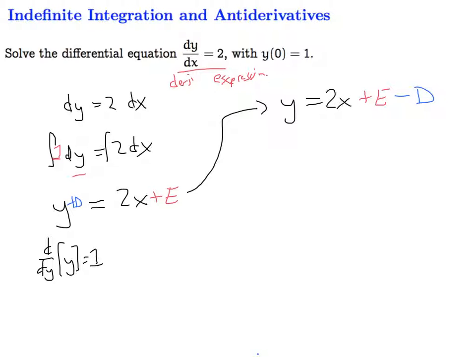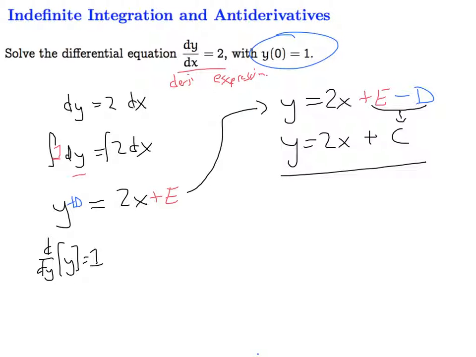And what we're actually going to do is combine that into a single new constant. So what happened is I took the e minus the d. They're just numbers. When I subtract two numbers, I get a number. I'm going to call it c because that's convenient. And so just like before, I have this function here that solves my differential equation because it's an antiderivative of 2. But I haven't finished the problem yet.